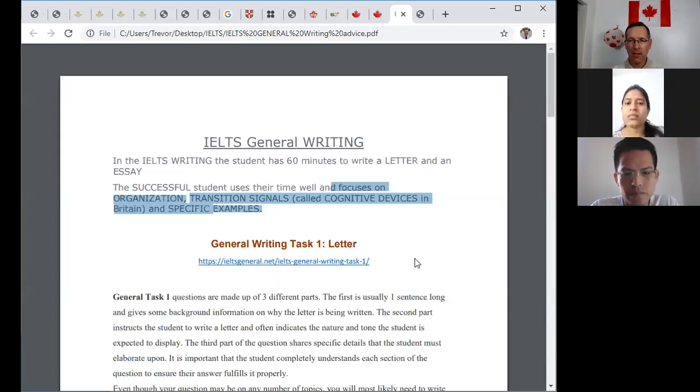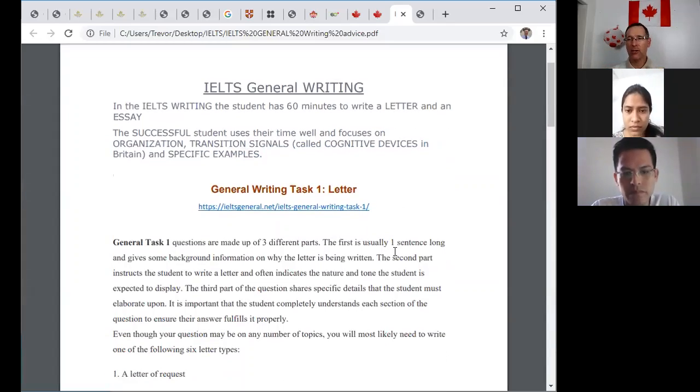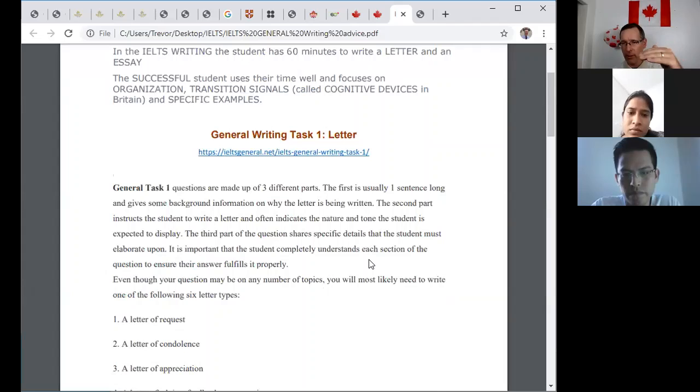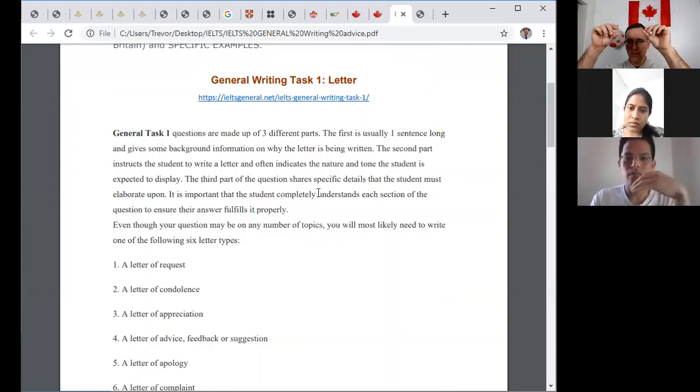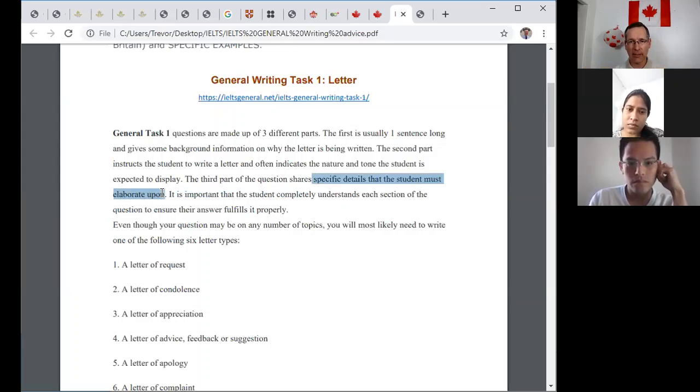So with the general writing, you're usually writing about a letter, and I'm not going to read through all of this information, but it just gives you an overview of what the questions might be. So usually you have information, what are you writing about, the context. Then it asks you to talk about what you're to say. And then the third part of the question usually has specific details that you're supposed to explain.